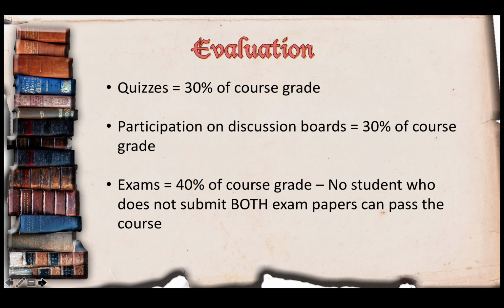As we near the due date for the exam, we'll devote a week to going over the exam and all of the information you need to do well. Each exam is worth 100 points. Exam grades will be averaged and constitute 40% of the course grades. However, students must submit both exams to pass the course. Any student who does not submit both Exam 1 and Exam 2 cannot pass English 231.